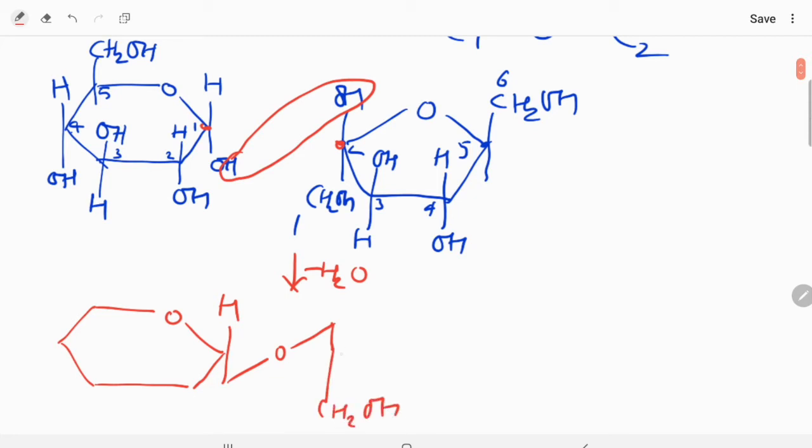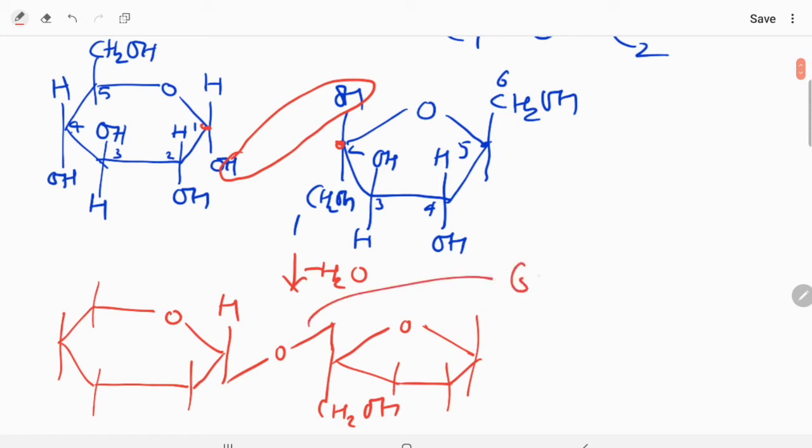Something like this. There is a link formation which is something like this. Okay, all other bonds are unaffected and as it is. So this particular linkage is known as a glycosidic linkage.